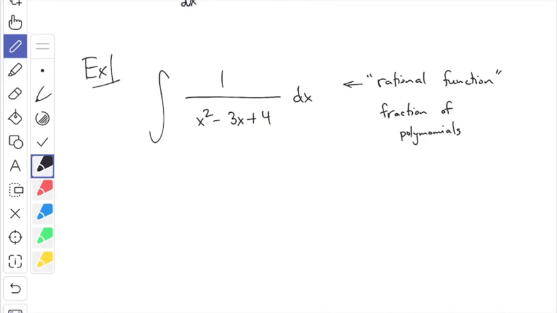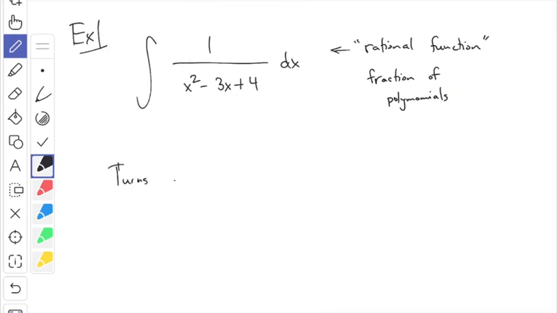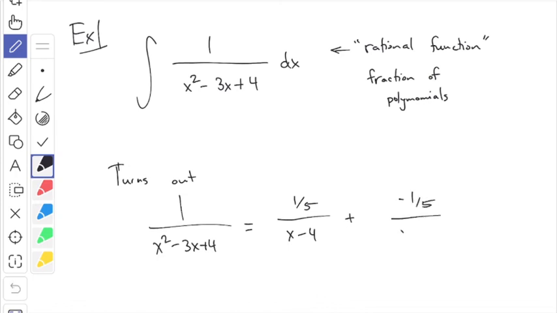And the way to integrate a rational function, sometimes you get lucky and you can do a u substitution using the denominator as the u and then the du as the numerator. But in this case, the numerator is not equal to the derivative of the denominator, and so that trick is not going to work. Instead, we use the partial fractions trick. And here's what it looks like. It turns out that this 1 over x squared minus 3x plus 4 equals 1/5 over x minus 4 plus negative 1/5 over x plus 1.